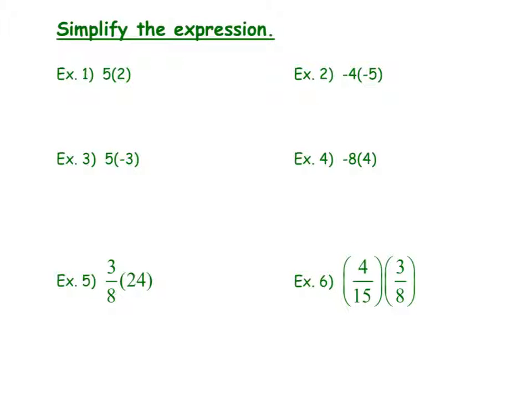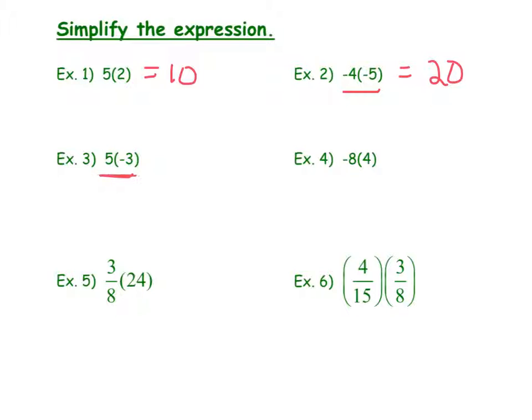Okay, first we'll start off with multiplying. I want you to write these 6 examples down. If you already know how to do this, write these examples down, work the problem, pause this while you work that, and then just check your answers. And I'm going to throw the answers up. All right, 5 times 2 is positive 10. Number 2, negative times a negative makes a positive, so you get 20.